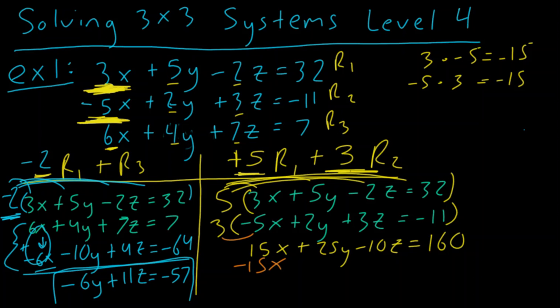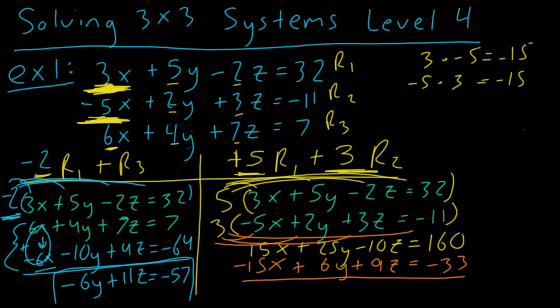Okay, let's keep going. So now I have 3 times 2y, which would be positive 6y. And I have 3 times 3z, which will be positive 9z, equals, and I have 3 times -11, which is -33. At this point, I'm going to add everything straight down, and let's see what happens. My x's cancel. 25y plus 6y is 31y, and -10z plus 9z is -1z, and 160 minus 33, you can use a calculator, is 127.